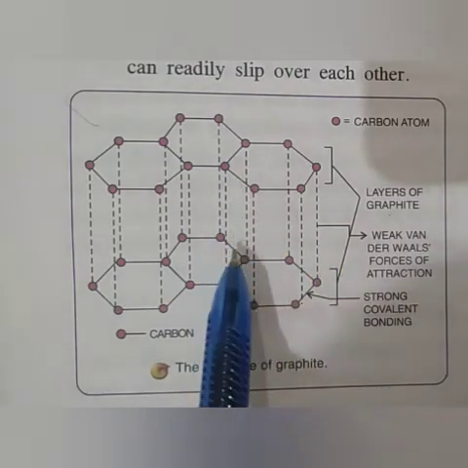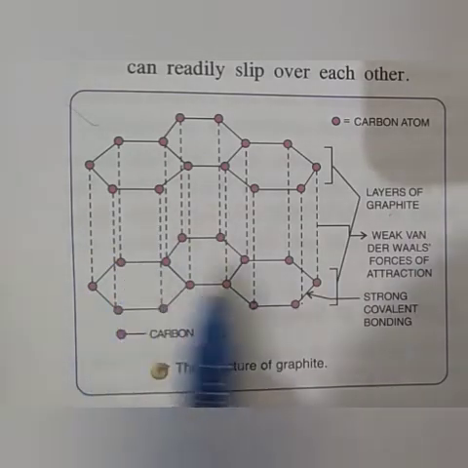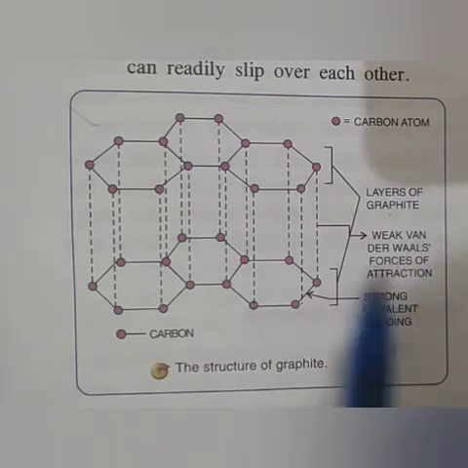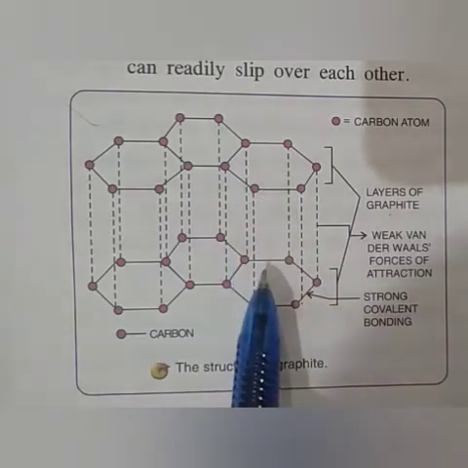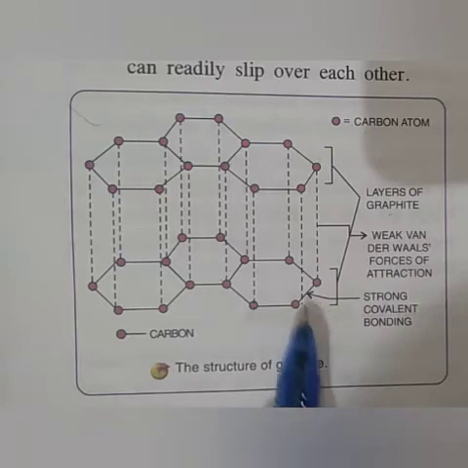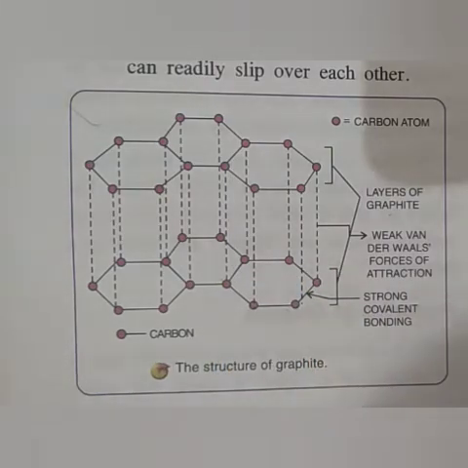Why are they separated by large distances? Due to the weak force of attraction, that is, the weak van der Waals forces of attraction present between the layers of graphite. And there is a strong covalent bond present between the carbon atoms, due to which graphite has a high melting point.